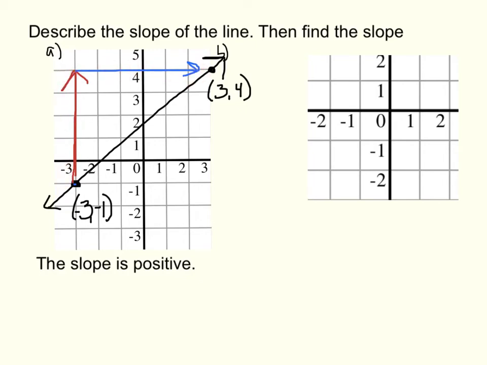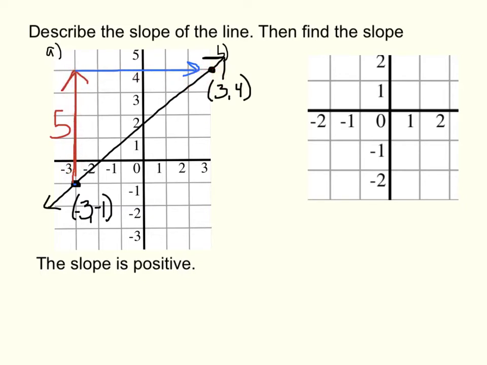How many up do you go? 1, 2, 3, 4, 5. I go up 5. That means I have a rise of 5. If you go up, it's a rise. If you go down, it's a negative. I go to the right. If you go to the right, you go positive. If you go to the left, you go negative. Right, run. This is run.